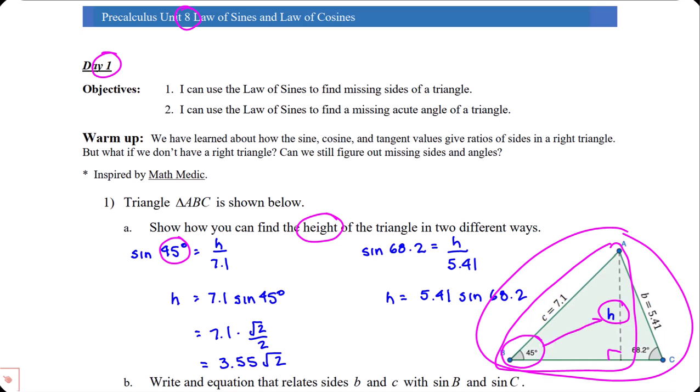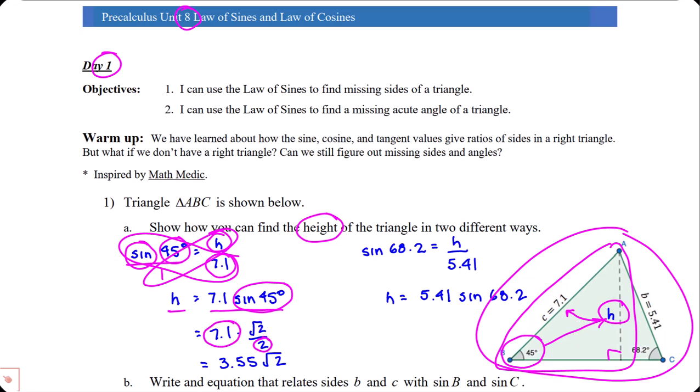We want to know the height, that's the side opposite the angle we know, and we also know the hypotenuse. So sine sounds like a good idea. That's h over 7.1. Cross multiply, h times 1 is h, and cross multiply the other way, and I get this. And sine of 45 degrees is root 2 over 2. Half of 7.1 is 3.55. And here is the height of the triangle.